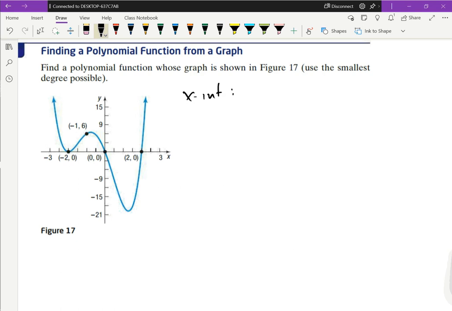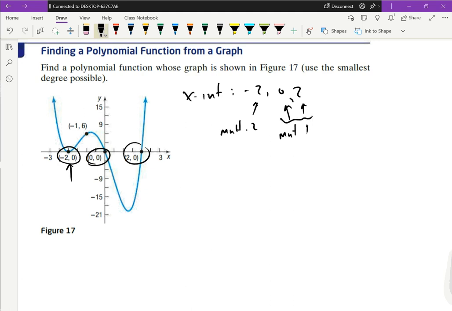Things to notice here: what are the x-intercepts? The x-intercepts are at -2, another one here at 0, and another one out at +2. Since those are the intercepts, let's take a look at the multiplicities. The one at -2, we turn here, so that has a multiplicity of 2. At 0 we go through it, and at 2 we go through it, so both of these would have multiplicities of 1.